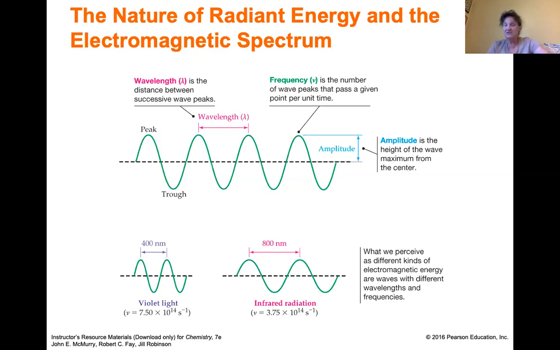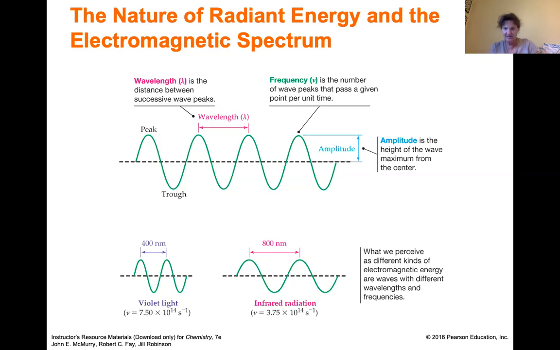The amplitude is just the height, so it's positive and negative. The dashed line is 0. So you have a peak and a trough, positive and negative, and the amplitude is from 0 up to the top of a peak.